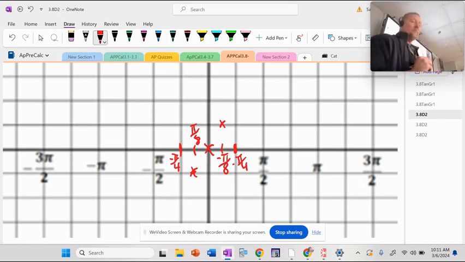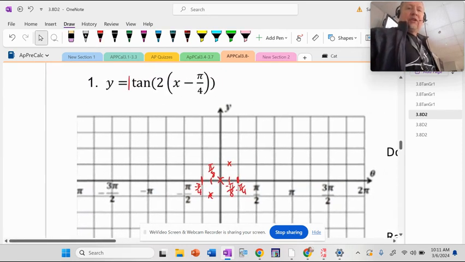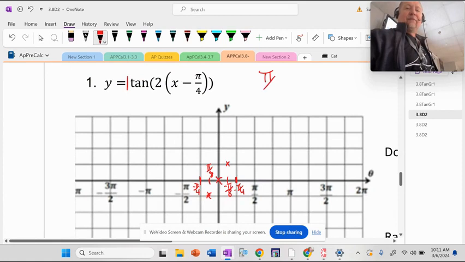Okay. X marks the spot. Okay, now, what is the phase shift? The phase shift is pi over 4. Which direction? We should know that. 3, 2, 1, go. Right.